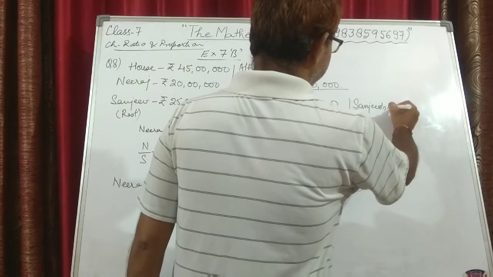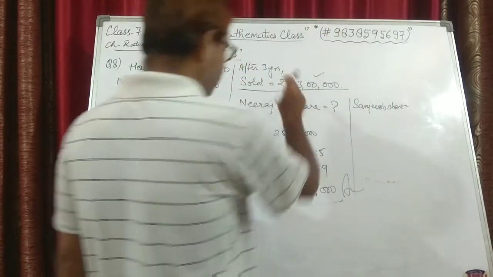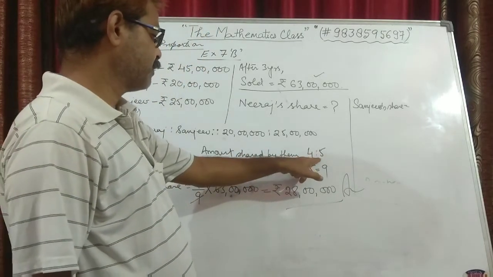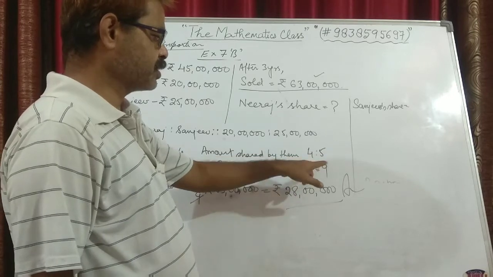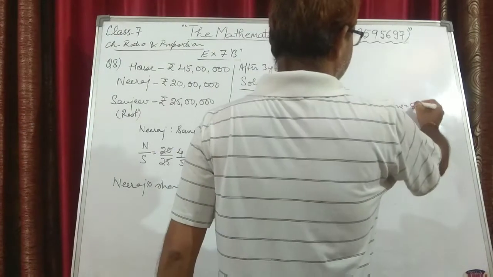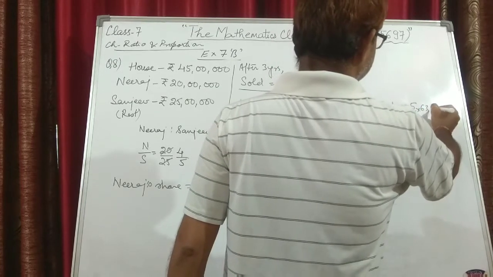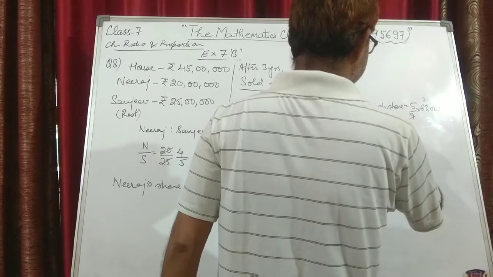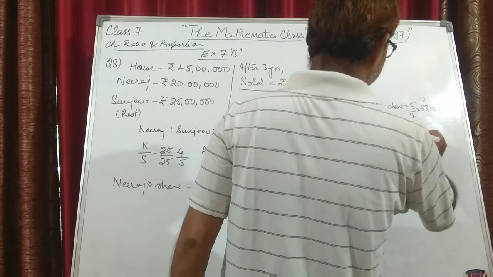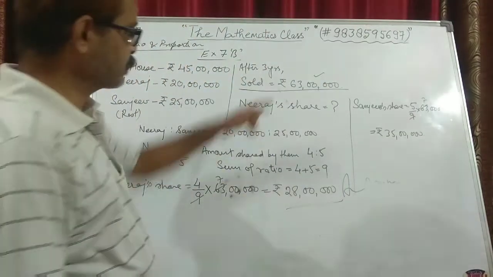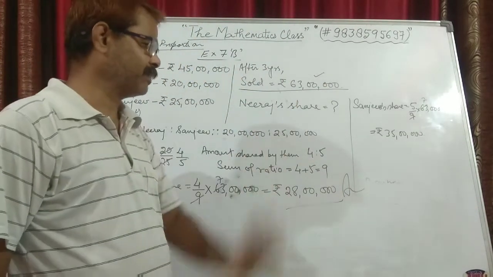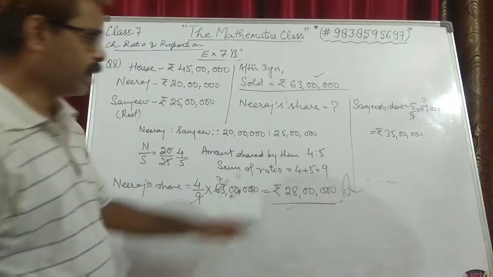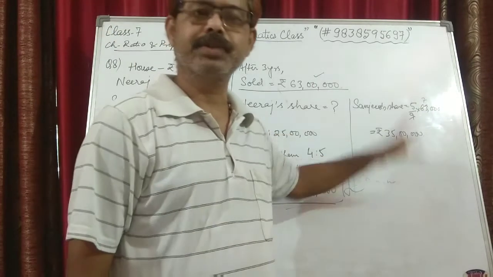Sanjeev's share will be either 63 minus 28 or 5 upon 9, because his share was 5 times of a particular number. So his ratio will be 5 upon 9 of 63 lakh, and 9 sevens are 63, 7 fives are 35. So Sanjeev will get 35 lakh rupees. Either in this method you can find out, or simply 63 minus 28 is also 35. But the question was asking only this much amount. So that is the final value. This is for your additional information.